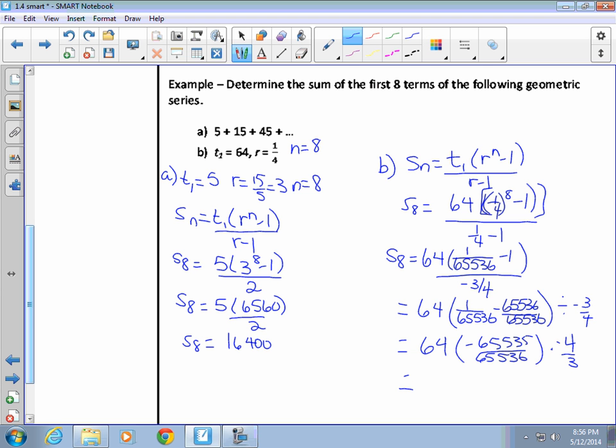So when you do your math, if you multiply 64 times -65535, divide it by 65,536, times it by 4, divide it by 3, you get 85.332.